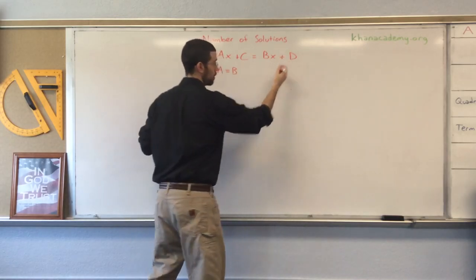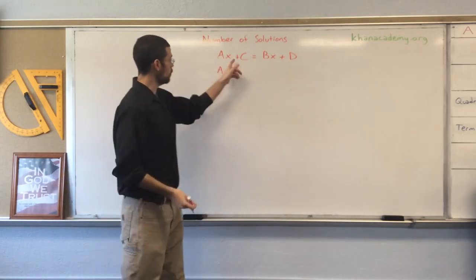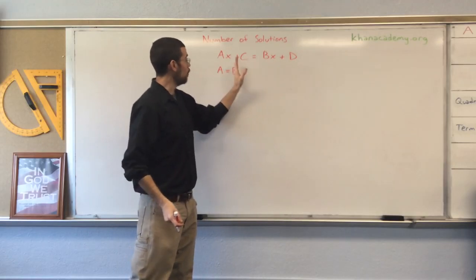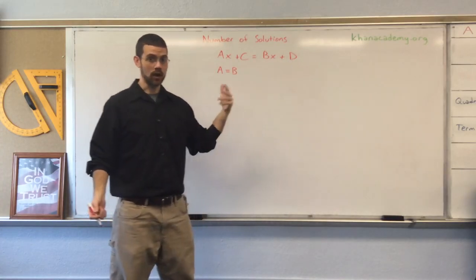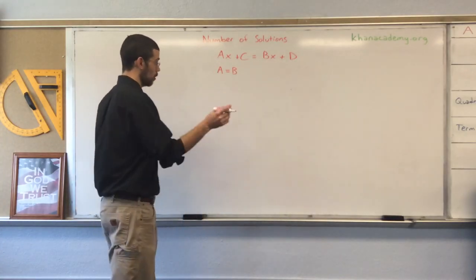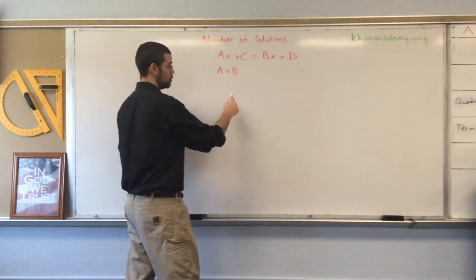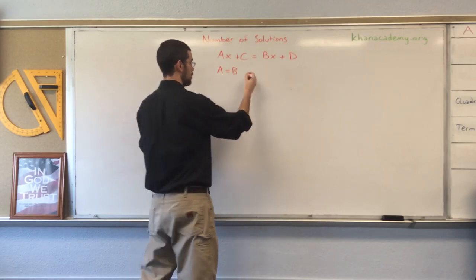And we'll put a plus here, by the way. Let me fix that. We want this to be in the form where we're adding. So d could be a negative number, like d is negative 51, would have been what we had there. Okay, so if a equals b, then the x's cancel.